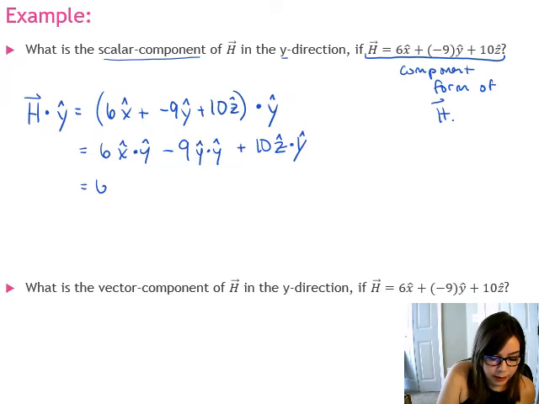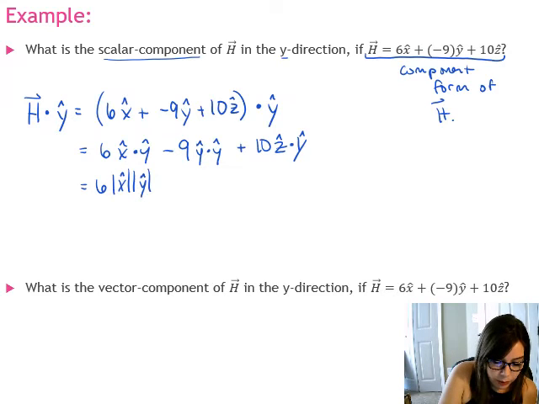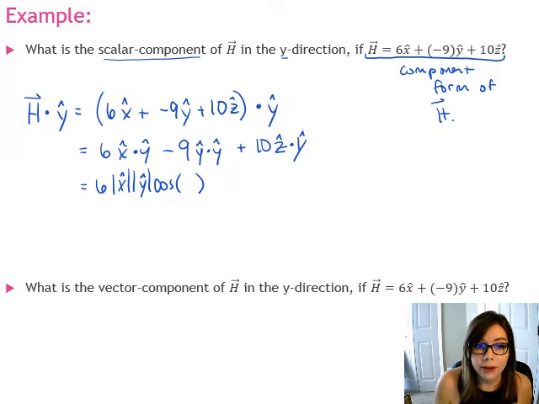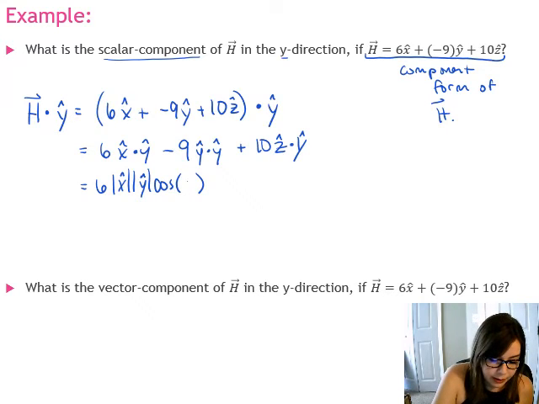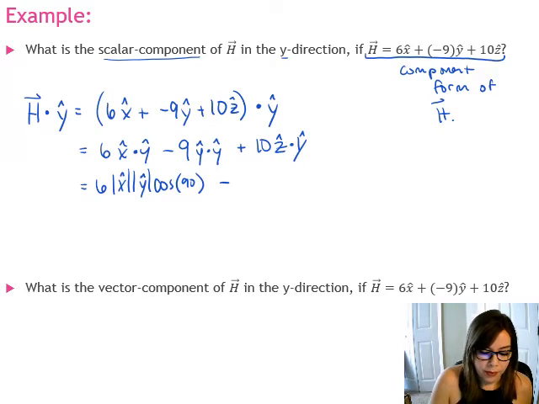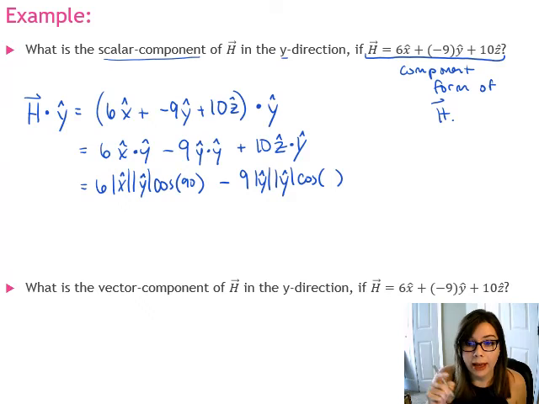So this is 6 times the norm of unit vector x hat times the norm of unit vector y hat times the cosine of the angle between them. The angle between x hat and y hat is 90. All right, keep on going. So now I have minus 9 times the norm of unit vector y hat times the norm of unit vector y hat times the cosine of the angle between y hat and y hat.